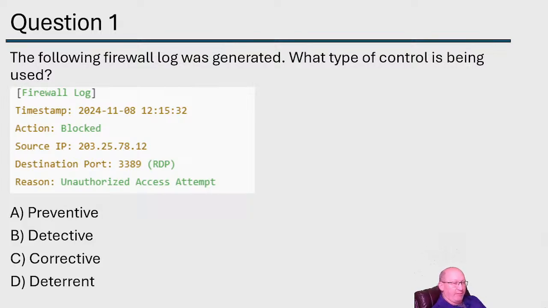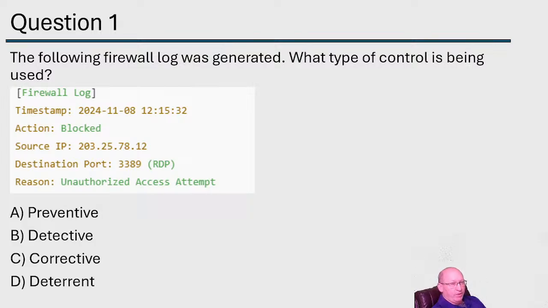If you said, well, let's start with D, deterrent control. No, deterrent control is a sign. It's some type of action taken by the company, by the owner, to try to deter you from taking an action. So we can see that with a firewall log, it's probably not a deterrent control.